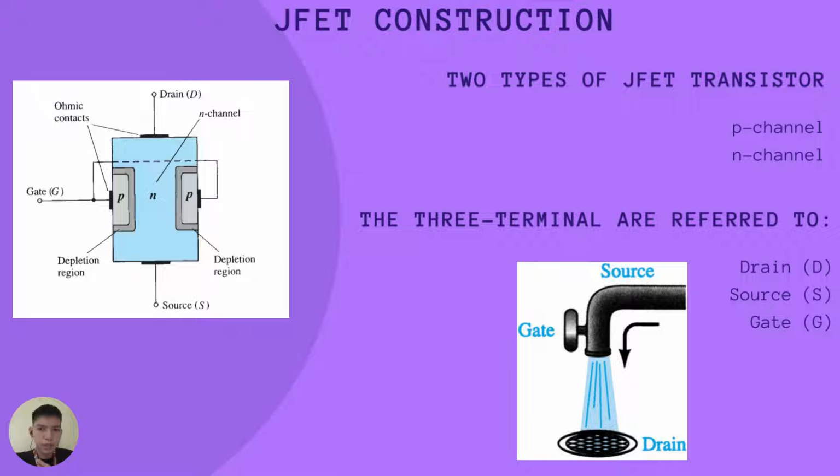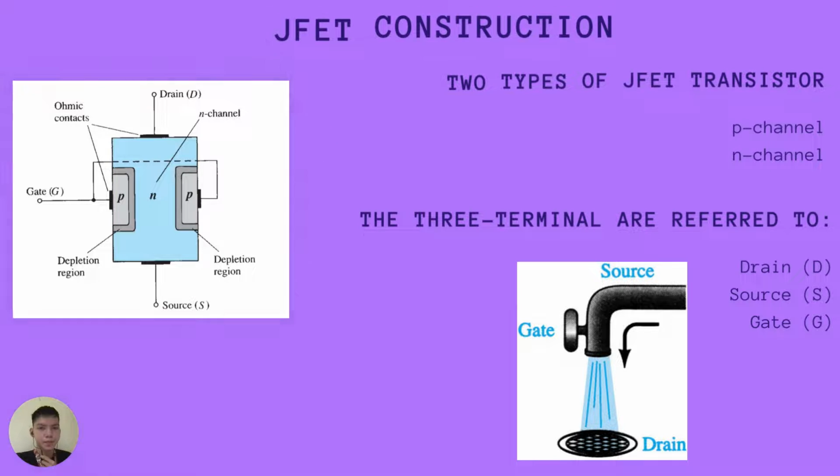So the working mechanism of GFET can be analogized as in the figure below. This is like a faucet, where this is the source, this is the gate, and this is the drain.